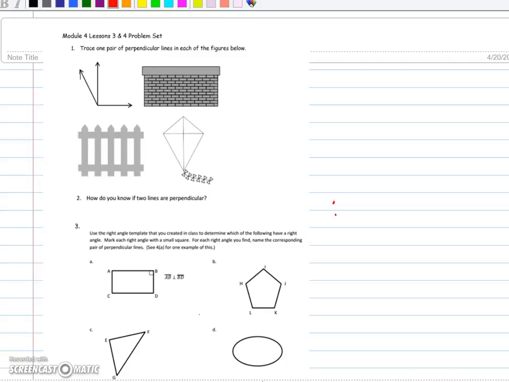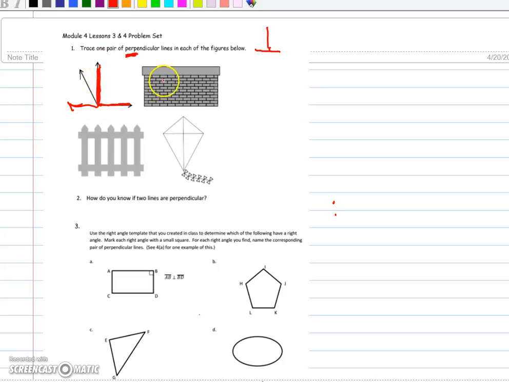Okay, in this lesson you're going to practice your parallel and perpendicular lines. The first part of this lesson says trace one pair of perpendicular lines. And if you remember, the memory trick for perpendicular is that they make a perfect square. So I'm looking for something that makes a T in any direction. And I see that lines extend on forever, but if I extended this line this way, my pair of perpendicular lines would be here and here.